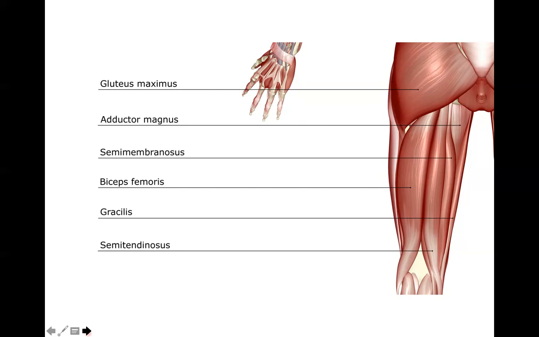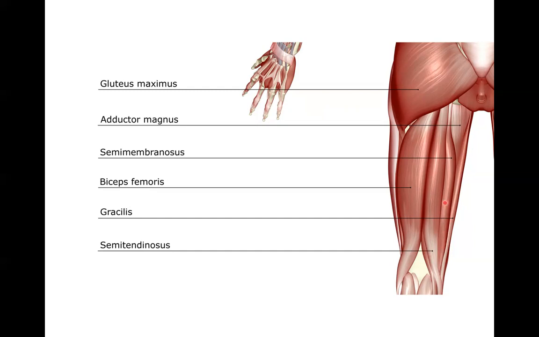So here I'm looking at a posterior view, and you can see the big gluteus maximus. And then inferior to that, you can see the muscles of the posterior compartment that we were just talking about, the most lateral one, biceps femoris. And then you can see the hot dog in the bun. The hot dog is semitendinosus. And then the bun on either side of the hot dog, that's semimembranosus.